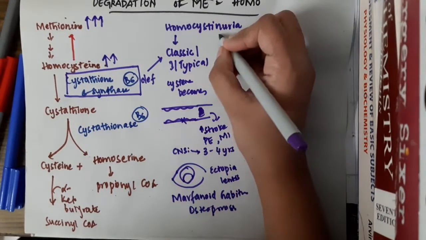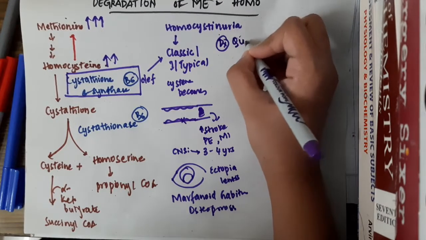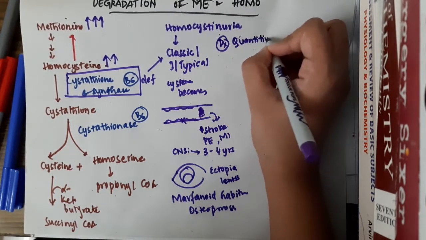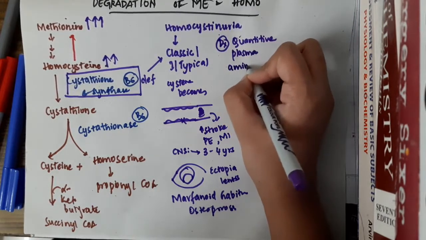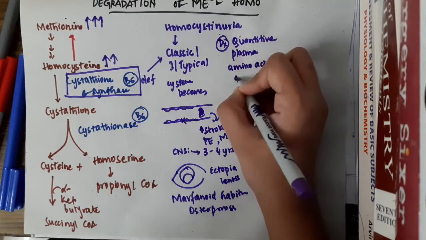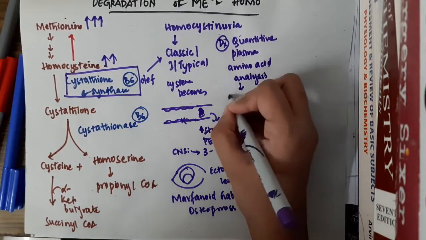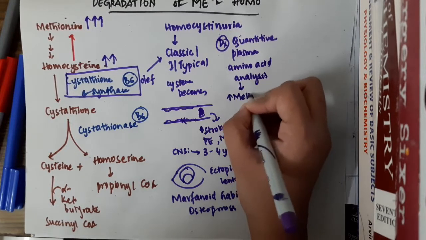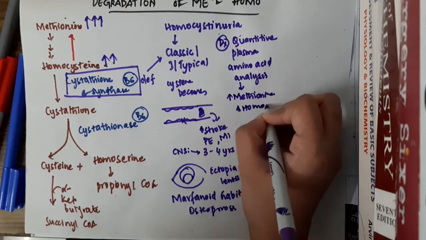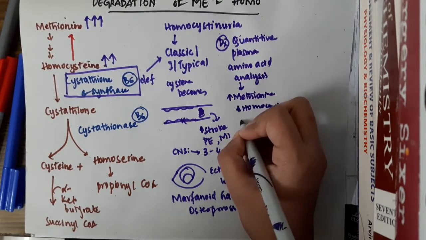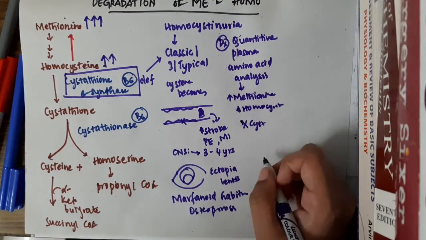Then, if you want to diagnose homocystinuria, diagnosis is by quantitative plasma amino acid analysis. In this analysis, you will see increased methionine and increased homocysteine levels, and there is absence of cysteine levels on diagnosis.